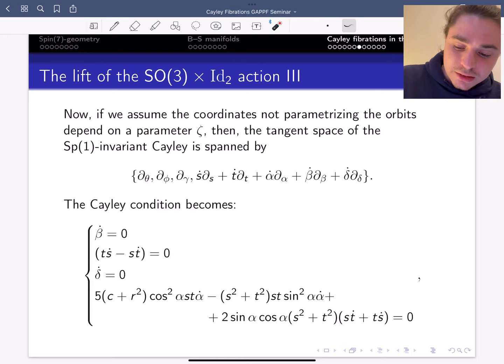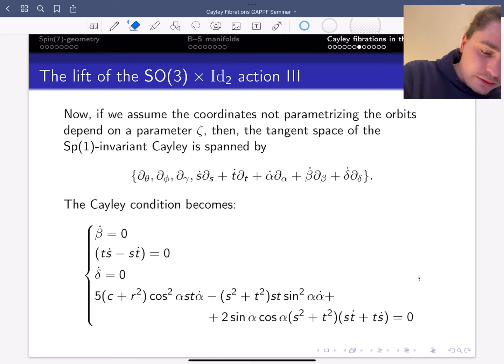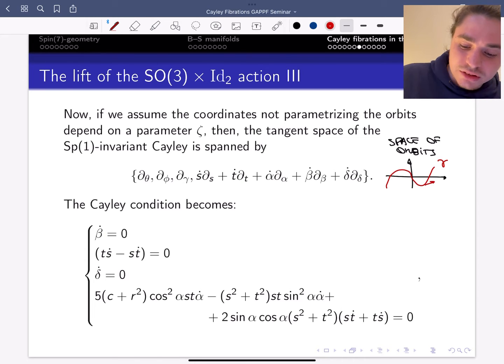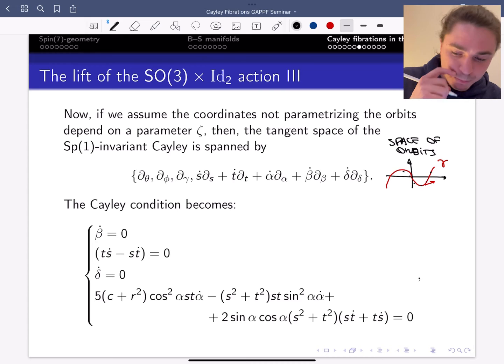It means that in the space of orbits, we consider a curve, and this is the tangent space of the curve. So each point of this curve corresponds to an element of the orbit, so an Sp1.